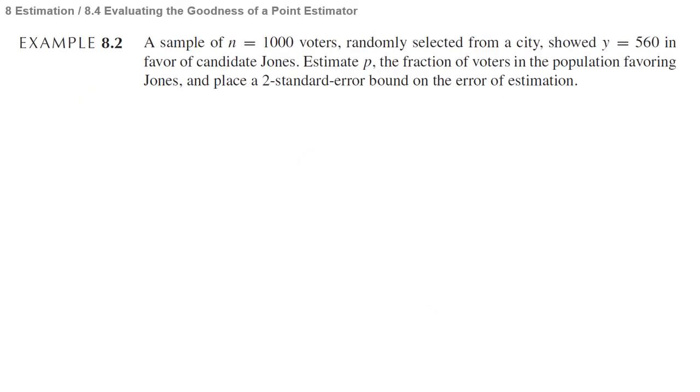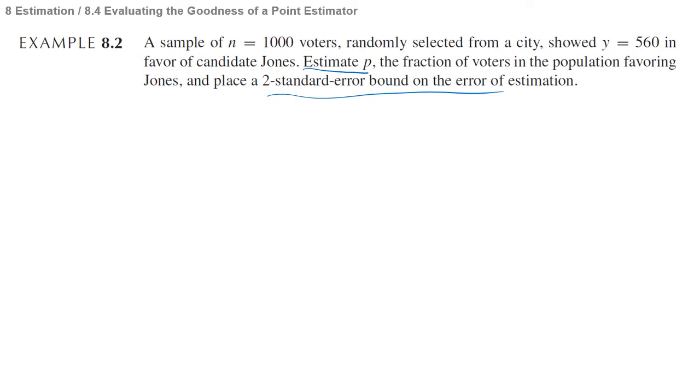Okay, let's move on to example 8.2. A sample of n equals 1000 voters randomly selected from a city showed y equals 560 in favor of candidate Jones. Estimate p, the fraction of voters in the population favoring Jones, and place a two standard error bound on the error of estimation. Okay, so the first one is to estimate p.